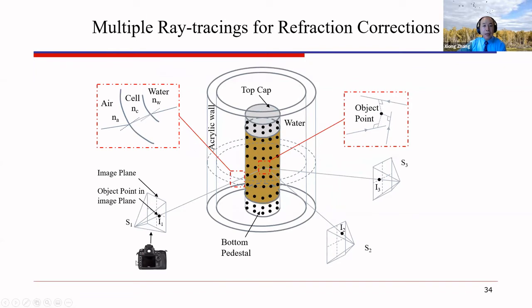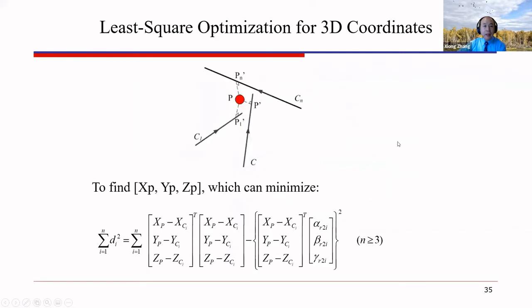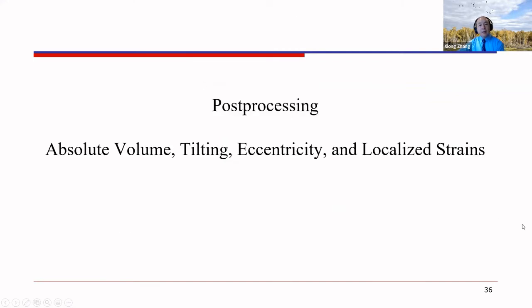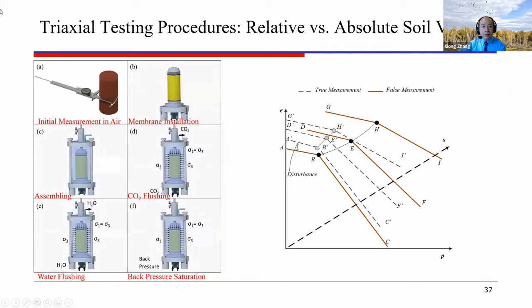So this is a 3D representation of how the method works. Yeah, this is the equation for the least squares optimization to find out the 3D coordinates for the points on the soil specimen. So this is the idea. Of course, after we get a lot of points, we have to reconstruct the 3D model of the soil specimen. We need to do a lot of post-processing, so we can get an absolute volume extraction and localize the strain.